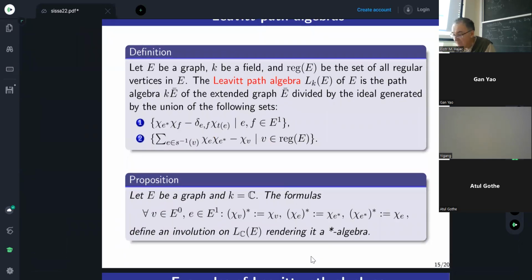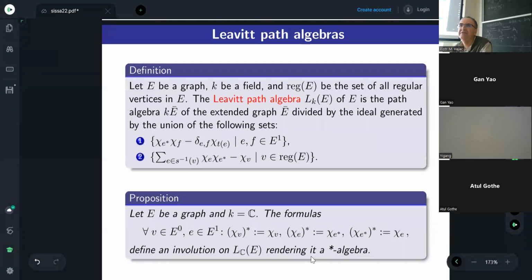Well, I have a certain proposition. You should have expected it. Going back to our good old friend, complex numbers, we are going to put a star. So E is any graph, but now I want my field to be the field of complex numbers. And now I say that these formulas define an involution on the Leavitt path algebra, rendering it a star algebra.